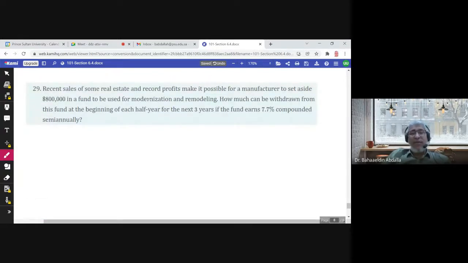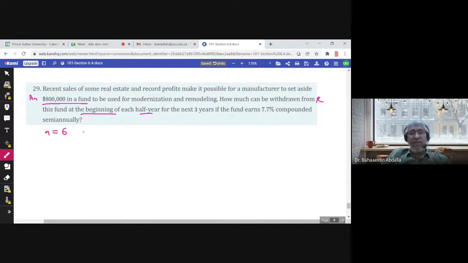Recent sales of some real estate and record profits make it possible for a manufacturer to set aside 800,000 in a fund to be used for modernization and remodeling. So this is the amount we'll set aside. This is the present value. How much can be withdrawn from this fund? Those are the withdrawals or the payments at the beginning of each half year. So annuity due for the next 3 years, semi-annually, twice a year.